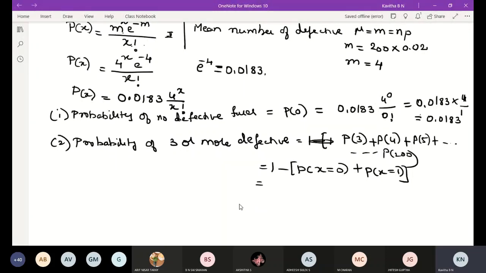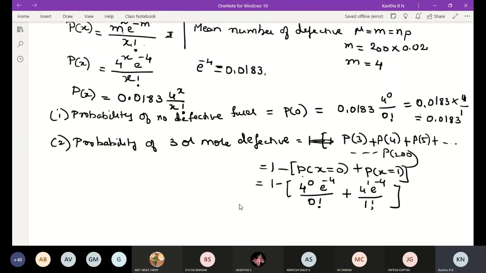One minus P of x is equal to 0 plus P of x is equal to 1. Then take this one. P of x is equal to 4 to the power of x e to the power of minus 4. 4 to the power of 0 e to the power of minus 4 divided by 0 factorial plus 4 to the power of 1 e to the power of minus 4 divided by 1 factorial. Then is it correct? I think it is wrong.